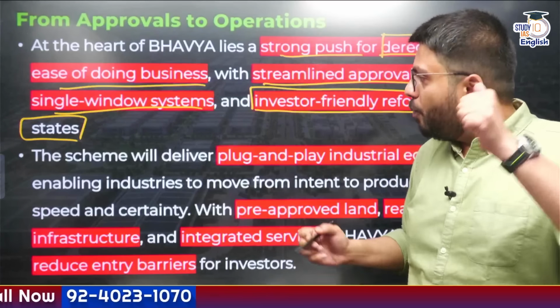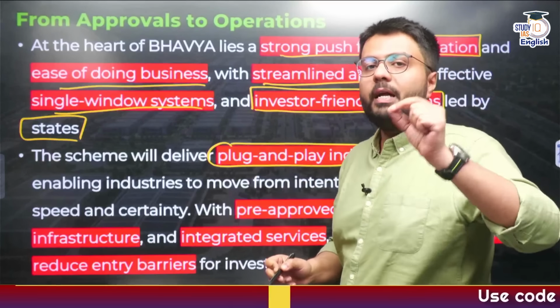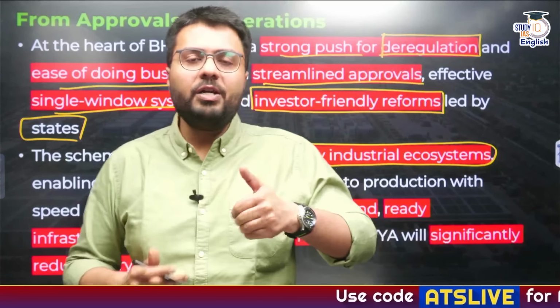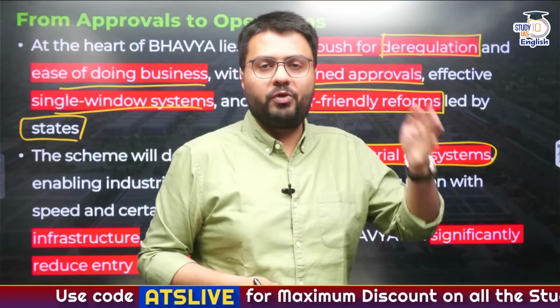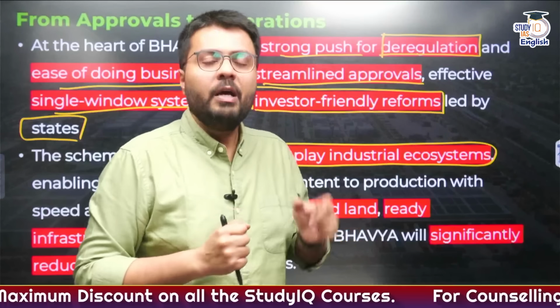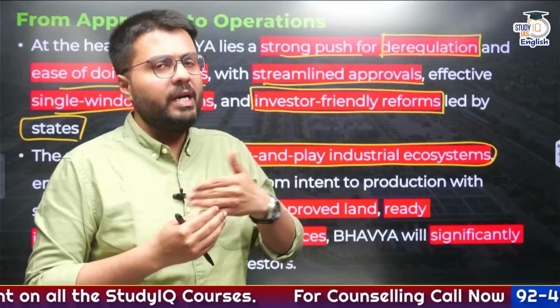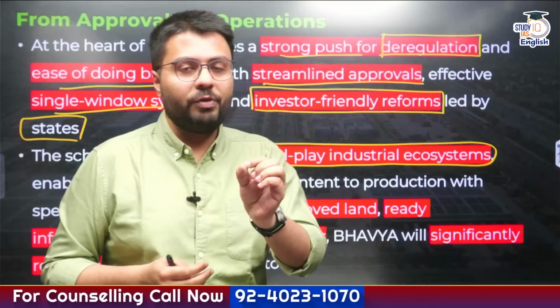Similarly, this scheme wants to deliver a plug and play industrial ecosystem. To understand a plug and play industrial ecosystem, you need to understand what kind of effort it usually takes to establish a factory. Suppose you are going to establish a factory, first of all, you will have to deal with land acquisition issues. Land acquisition in India, as you can understand, is a very long drawn process, and it is also a politically sensitive issue.